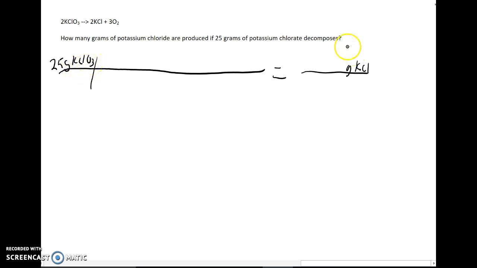So I can go back to my balanced chemical equation. So I have 2 moles of potassium chlorate to 2 moles of potassium chloride. So 2 moles KClO3, 2 moles KCl. Remember, it doesn't matter which one goes on top, which one goes on the bottom. Remember, our balanced chemical equation is like a recipe. So if I'm going to make 2 moles of KCl, or potassium chloride, I need 2 moles of potassium chlorate. So now I have my mole ratio.